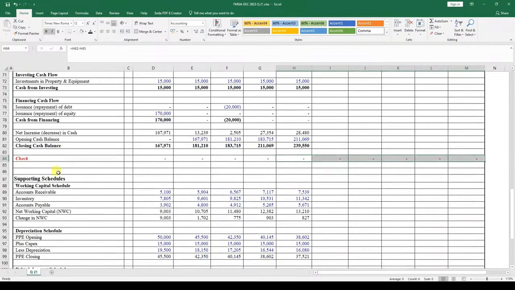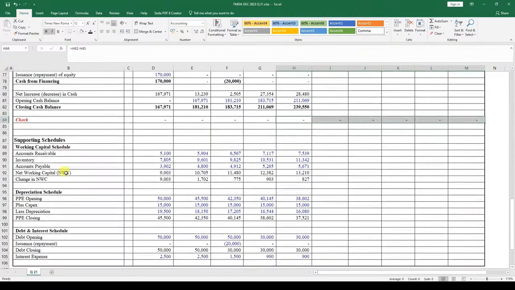We jump onto the supporting schedules. These supporting schedules are broken down into three: the working capital schedule, the depreciation schedule, and the debt and interest schedule. These three of them are instrumental towards filling in the missing items in the balance sheet, income statement, and the cash flow statement.